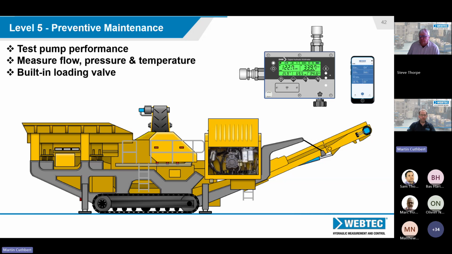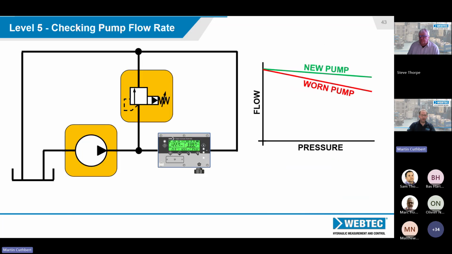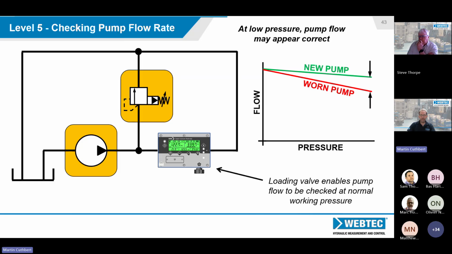So if we were to open up this mobile crusher and carry out a pump test, here you can see the data logger, the DHM with data logging functionality, mounted after the pump and after the relief valve in this particular example. As we turn the load valve handle, we increase the pressure, the flow might then start to drop off. How much it drops off dictates really the efficiency of the pump and how worn it is.